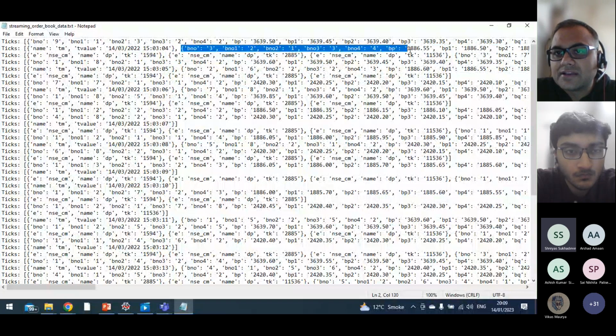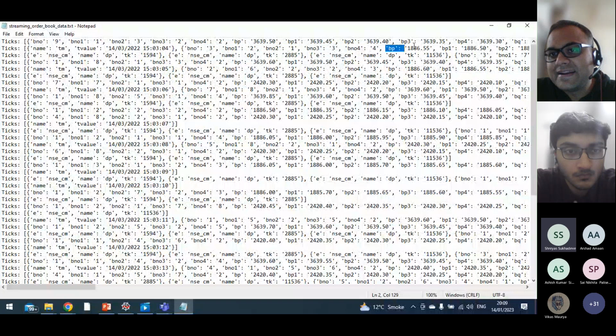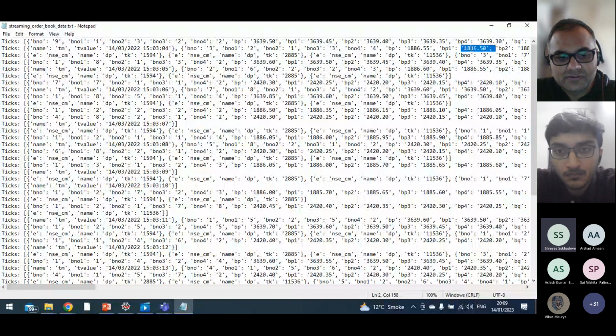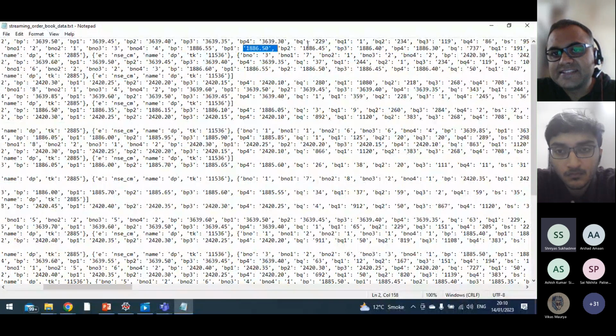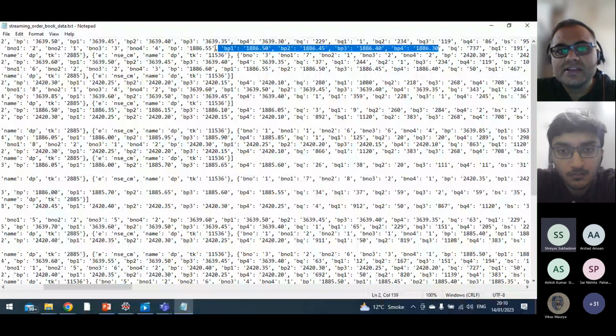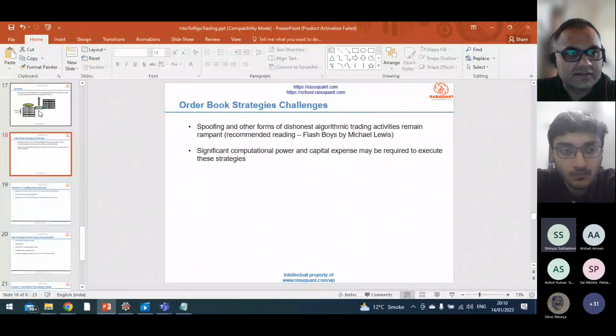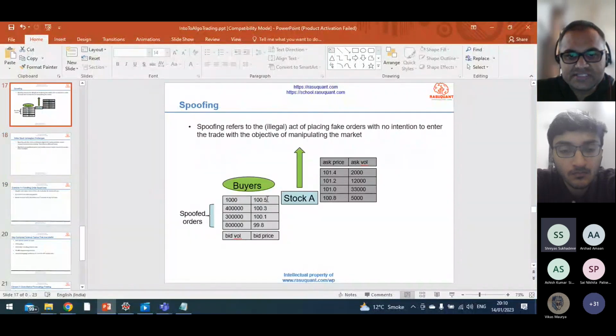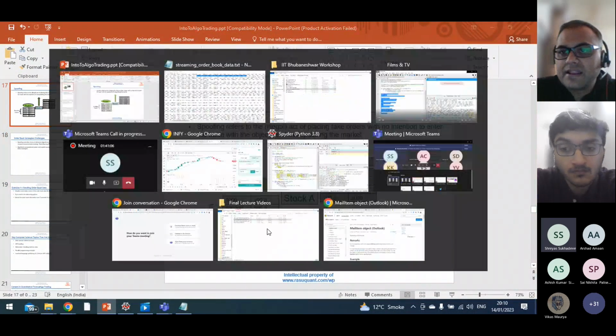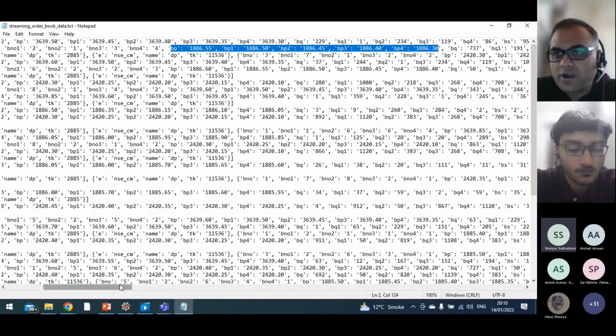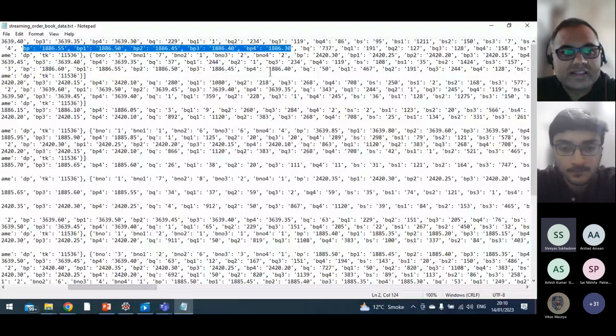So, bid price 1 is 1886.51, and the next bid price, BP2, is 1886.45. Likewise, you would have 5 prices. These are 5 bid prices, which is nothing but this part of the exchange. So these are 5 bid prices. Likewise, you have the bid quantities. For each bid price, what is the quantity?